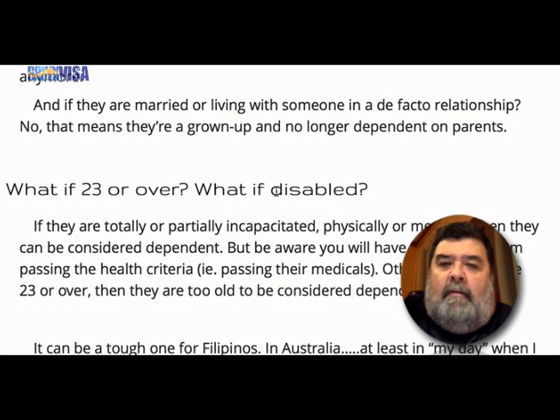Now, if they're married or living with someone in a de facto relationship, no, it means they're grown up, they're an adult, they're no longer dependent on their parents if they've grown up and moved on. So don't try and push it.